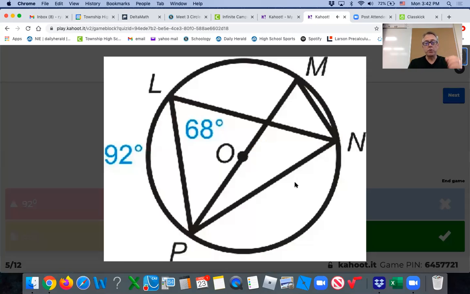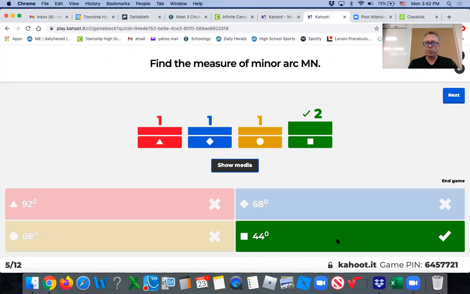All right, so using the idea we did in the last one, if this is 68, this is 136 from P to N. Notice that this is a diameter, therefore from P to N to M is a semicircle, is 180. So if you did 180 minus 136, you get 44.